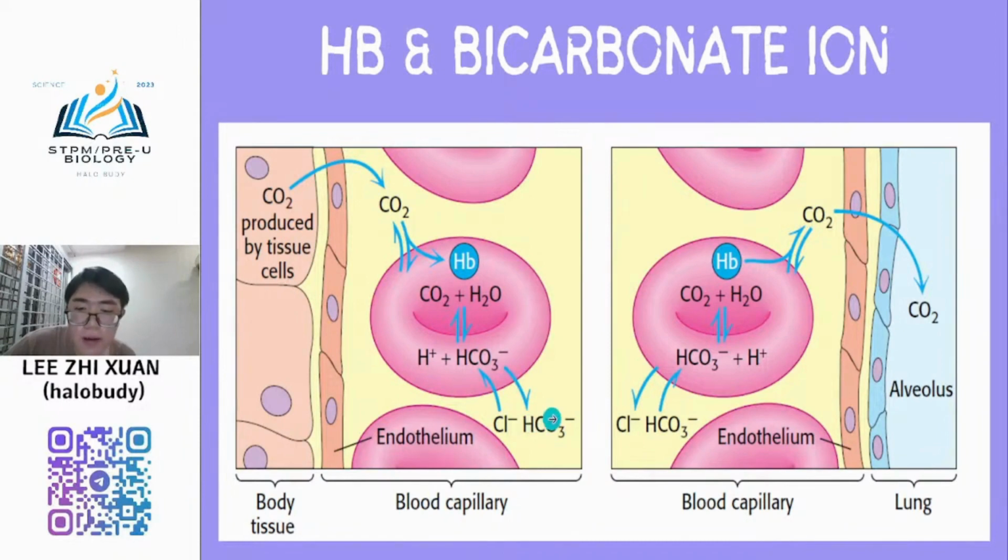erythrocyte. Once the bicarbonate ion has diffused out, at the same time chloride ion needs to diffuse into the erythrocyte. Why? Because it needs to balance the electrical charge of the erythrocyte. If all the bicarbonate ion diffuses out, the electrical charge is imbalanced. To balance it, another negatively charged ion, chloride ion, will diffuse into the erythrocyte, and it will not react with anything, not even the hydrogen ion.